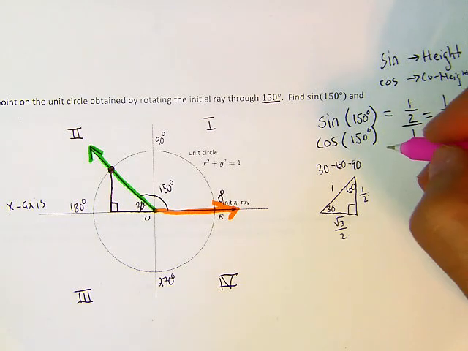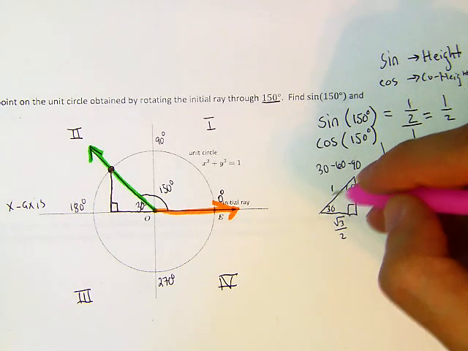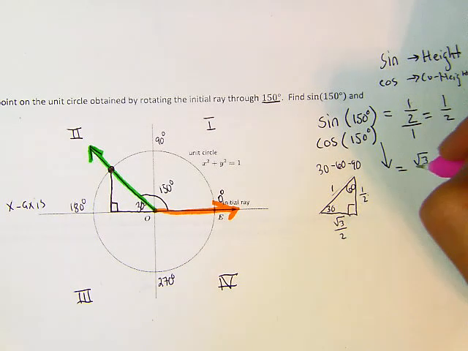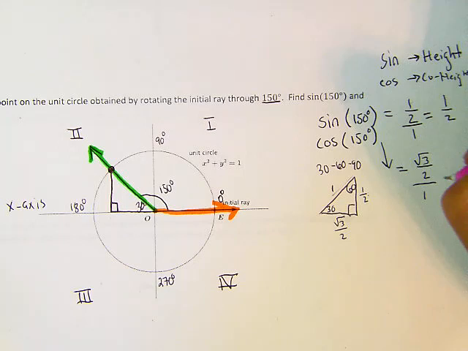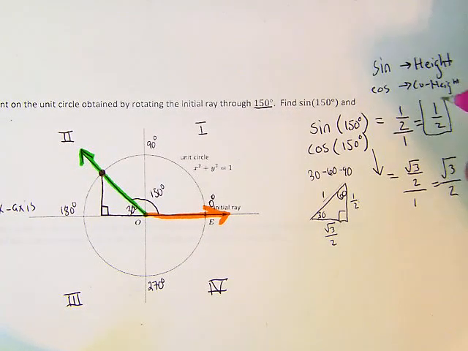What's cosine of 150? Let's do it over here. It's adjacent over hypotenuse, so it's square root of 3 over 2 divided by 1, which is equal to square root of 3 over 2. But we have to be a little bit careful over here, because this is correct, right?